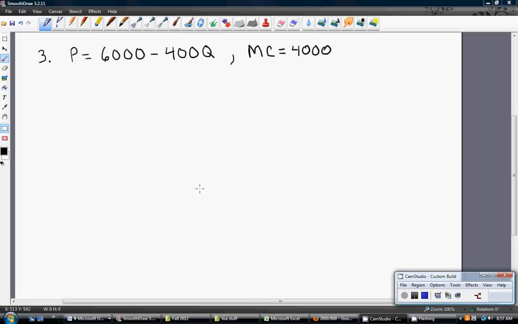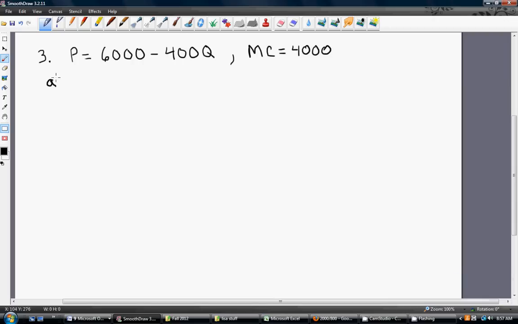I'm going to review the quantitative problems on the take-home quiz from this past week. Problem 3, we have the following inverse demand equation and marginal cost equation. Part A of number 3 just asks us to find the profit maximizing output level and profit maximizing price.